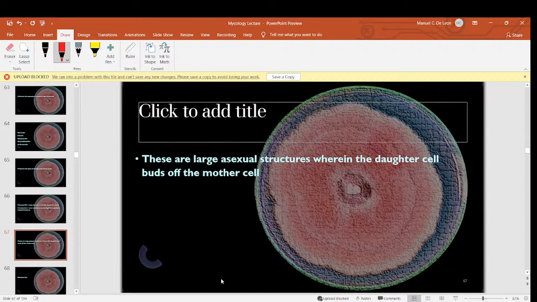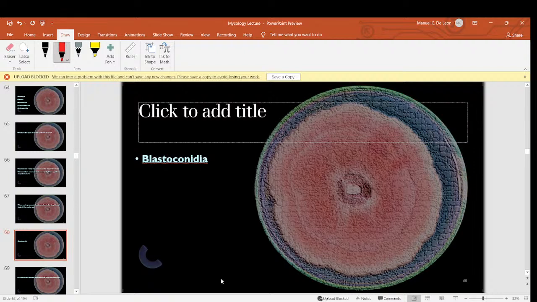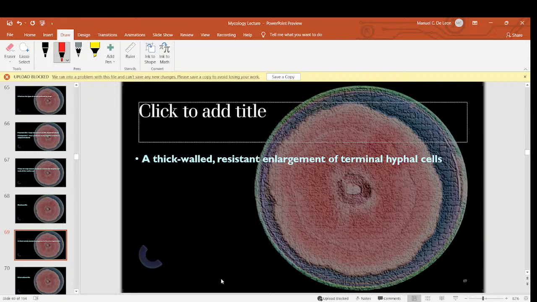These are large asexual structures wherein the daughter cell buds off the mother cell. This one is known as your blastoconidia. Okay, so blastoconidia. Thick walled, resistant enlargement of terminal hypha. This is actually one of the spores that functions similarly to that of a bacterial spore.